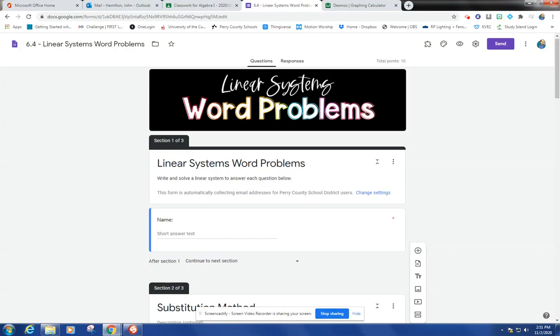All right, guys, so today we're going to be moving on to 6.4, which is linear systems word problems. Again, as I said in the description, it's one thing to be able to use, for example, the Desmos graphing calculator and all these other algebraic tools to be able to solve problems. But the real issue is when you're given a word problem, can you take that word problem and convert it into a system that you can then put into some of those tools to help you to solve them?